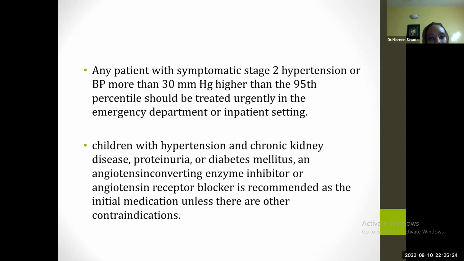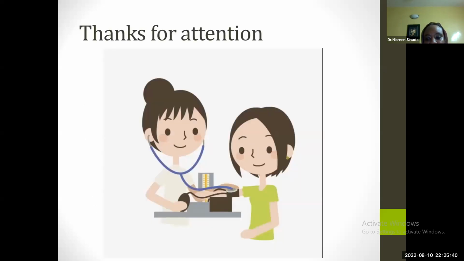And children with hypertension and chronic kidney disease, proteinuria and diabetes mellitus, angiotensin converting enzyme inhibitors and angiotensin receptor blocker is recommended as initial medication unless there is a contraindication. We reach the end of our session, and I hope it is useful.